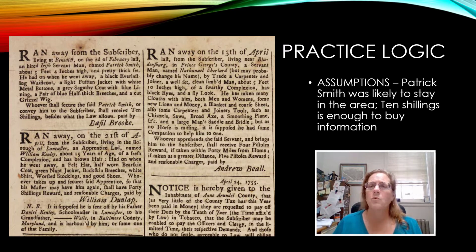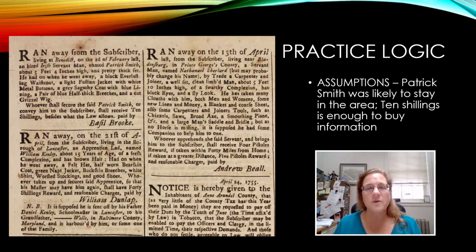And then the reward that he offers, 10 shillings. I don't know how much 10 shillings was worth in 1755, but clearly Basil thought that 10 shillings was going to be enough to buy this information. And if it couldn't buy it from a landowner, maybe there was an enslaved person or another servant who was ready to turn in Patrick Smith for these 10 shillings. So he's made this assumption that that reward is large enough.